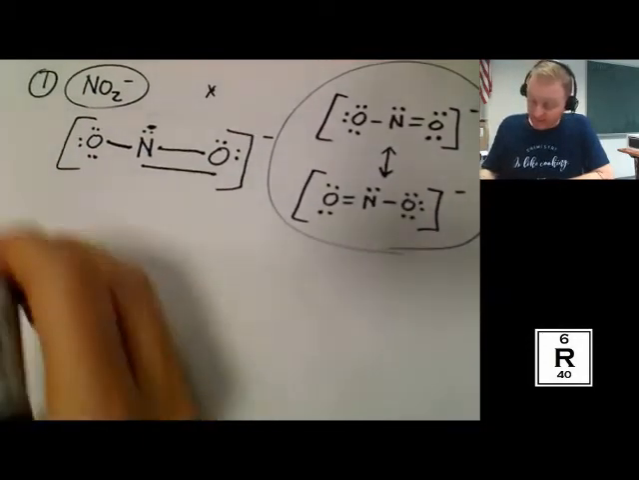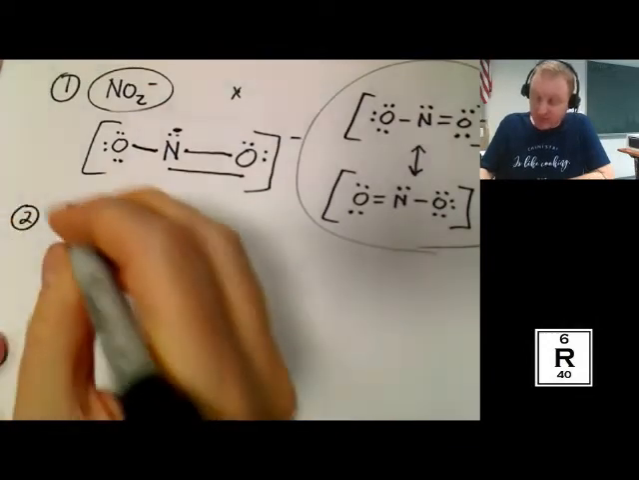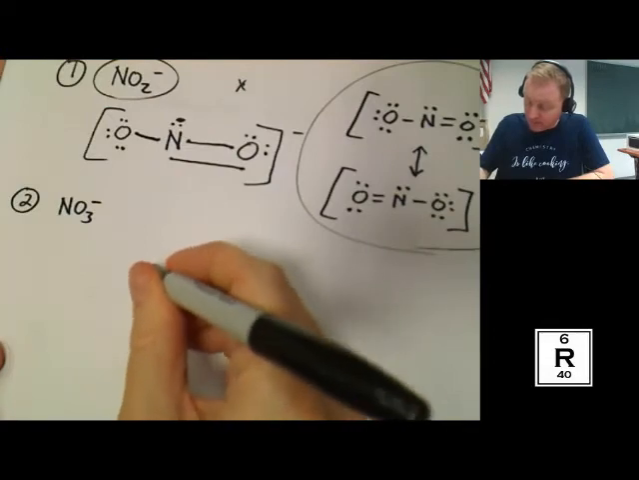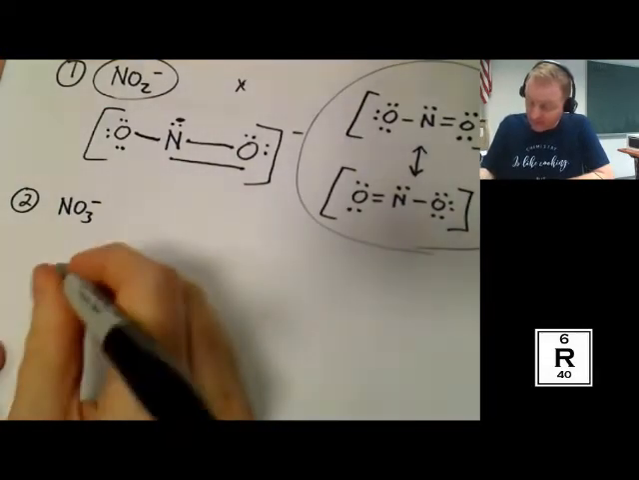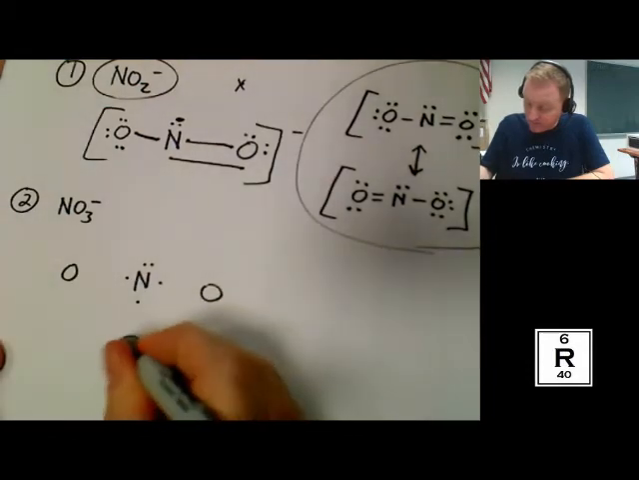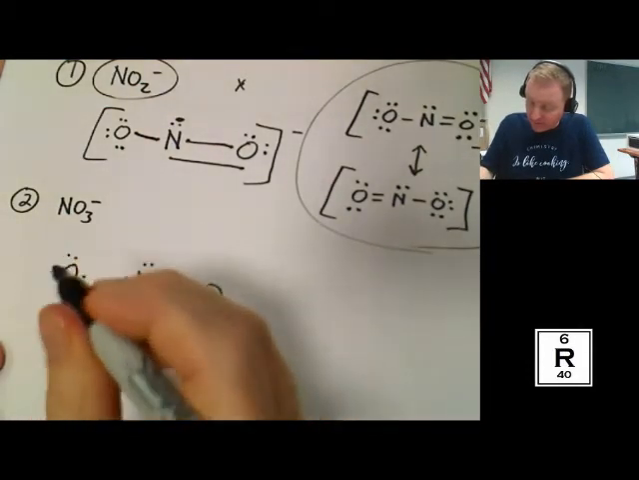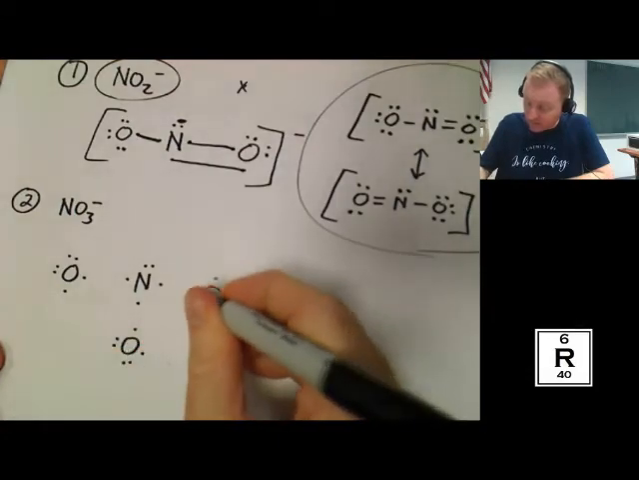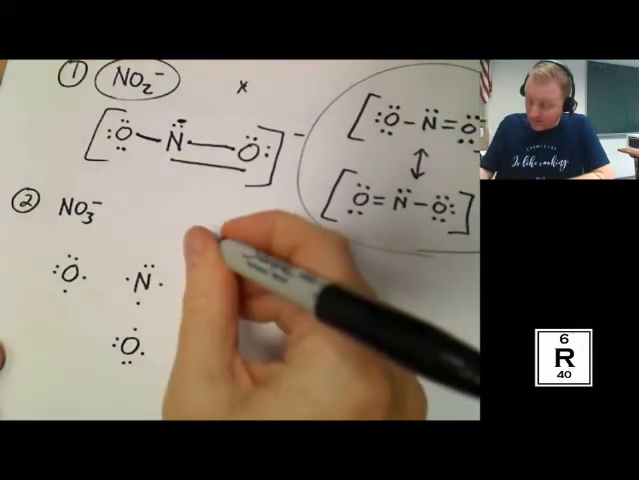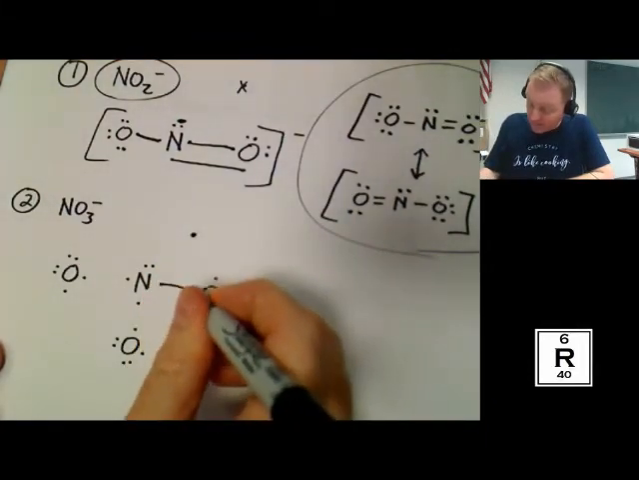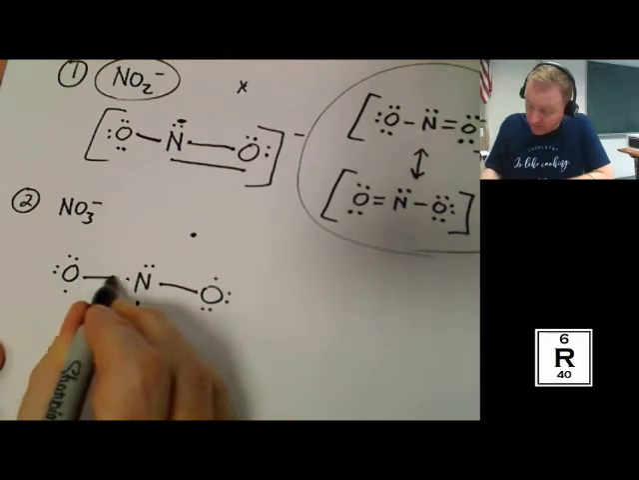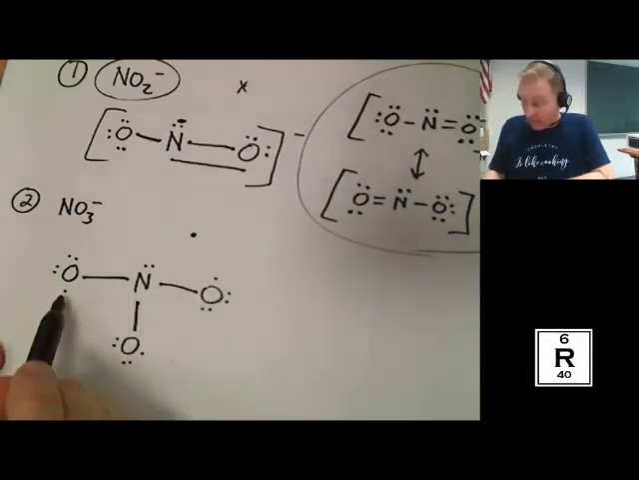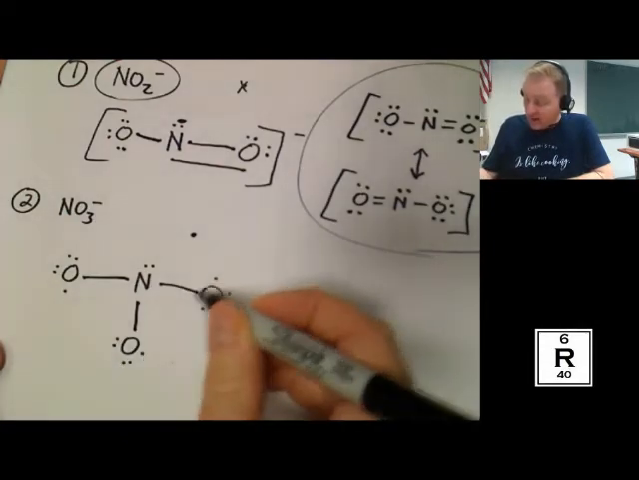Let's take a look at nitrate. Nitrate is NO3 negative. So we have nitrogen again with five. And I've got three oxygens with six each, one, two, three, four, five, six. And I've got one in the bank again. Make sure everybody's connected, which we do here. That's good. Now I've got one in the bank and I've got one, two, three, and I can't make triangles. I can't connect this way.